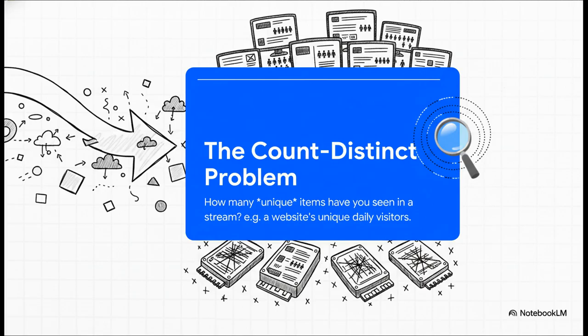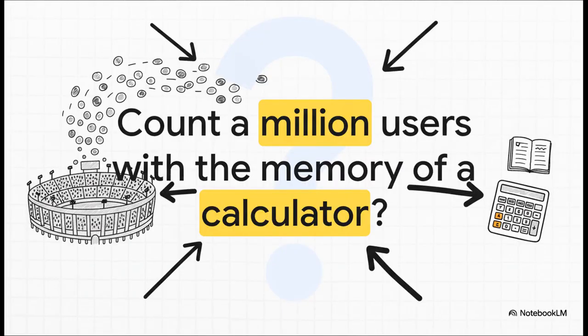Now the obvious way is to just store every single visitor's ID, right? But with millions of visitors an hour, that list gets gigantic, and we just don't have the memory for that. I mean, the memory constraints we're talking about are just insane. It's like someone telling you to count every single person in a massive football stadium, but the only tool you have is a tiny sticky note. It just sounds impossible.